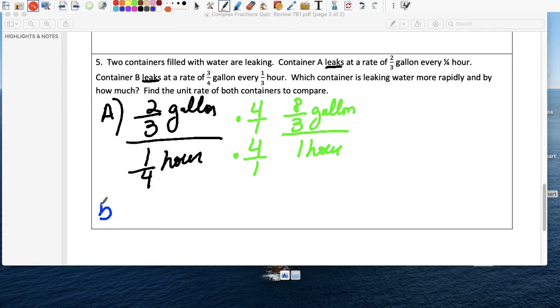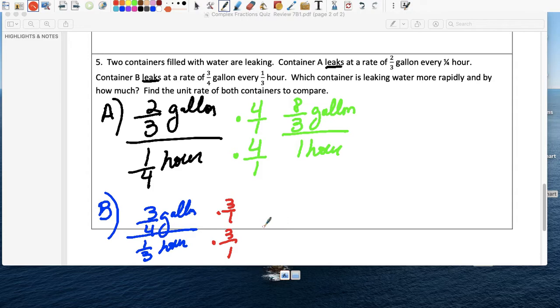So B, the second one is losing 3/4 of a gallon in 1/3 of an hour. So how much water is it losing? So we're going to multiply by the reciprocal. 1/3 is 3/1, and 3/1. So I'm right, 1 hour over here. If I multiply, I get 9/4 gallons. Ooh, yuck. So I'd much rather rewrite this. We're going to write 2 1/4 gallons.